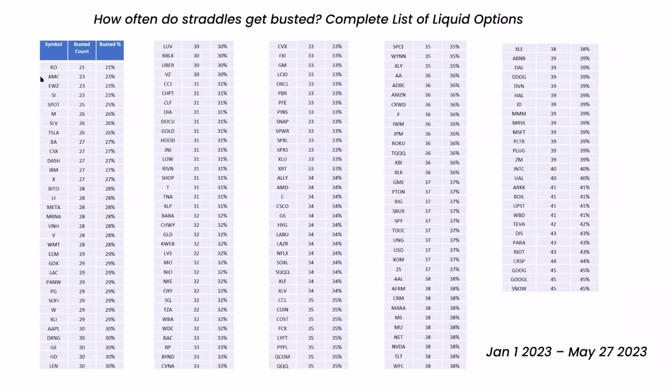And rounding this out, taking the entire list of stocks with liquid options, this is 164 stocks listed from the least busted, Coca-Cola, up to the most busted, Google. Also Snow, same level as Google. And so you can see, if you're interested in trading options on the long side, which some people are, take a look at the ones that are busting their straddles frequently. If you're more of a short side trader, take a look at the ones that aren't busting their straddles, staying within their range.